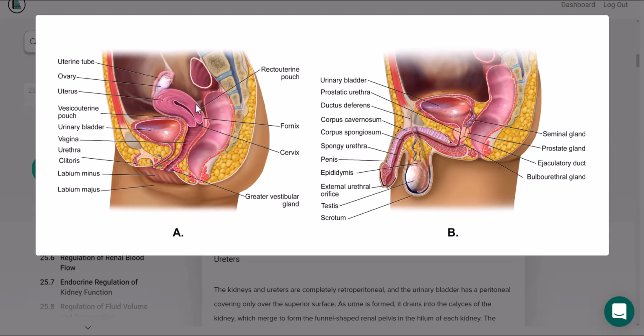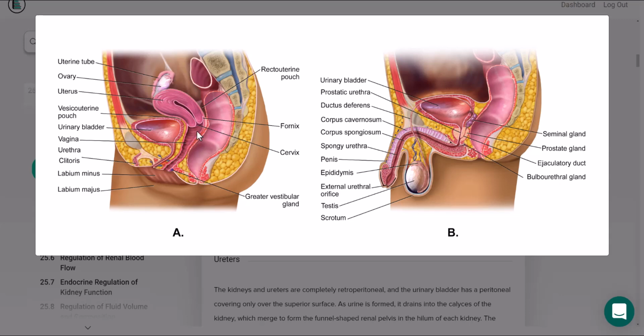So here's the uterus, ovaries, there's your uterine tube or the fallopian tube. We'll talk all about that when we get to the female system. Here is the last part of the large intestine, going down to the rectum and then out the anus. Here you know to expect both the internal and the external anal sphincters.